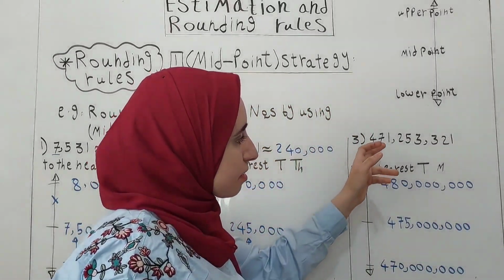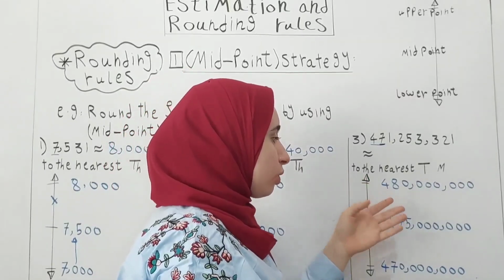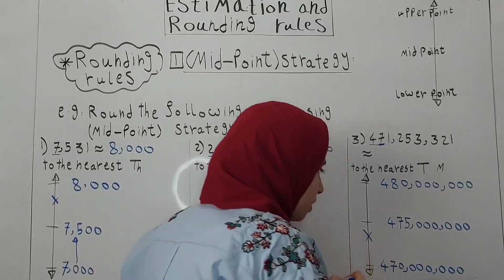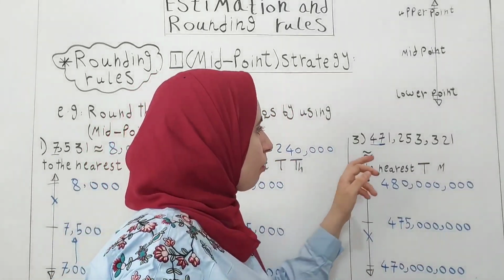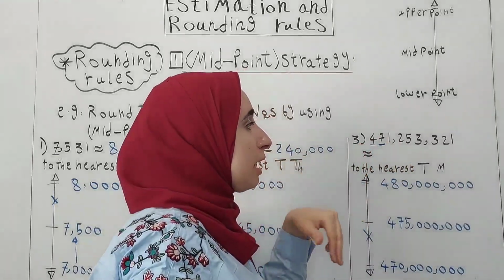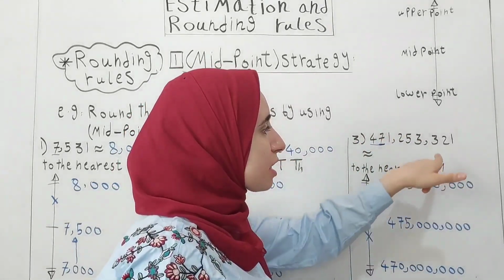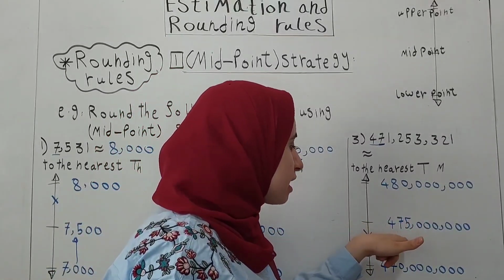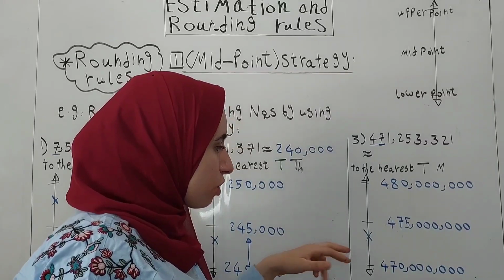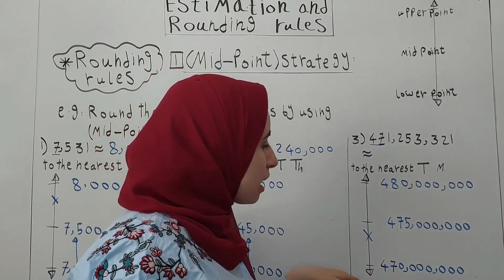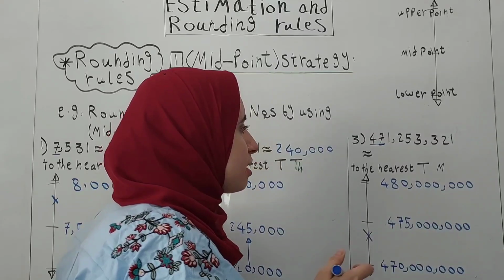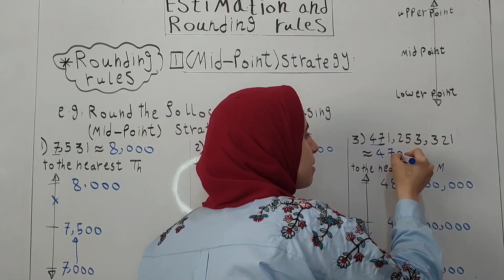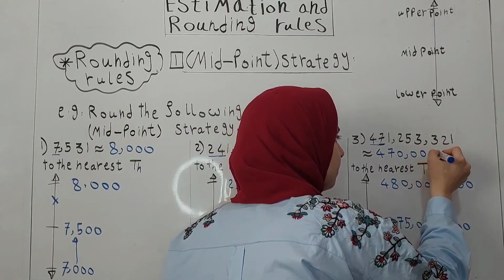Now, is this number above the midpoint or below the midpoint? This number is below the midpoint because 471,253,321 is smaller than 475 millions. So this number is closer to the lower point. So this number approximately equals 470 millions.